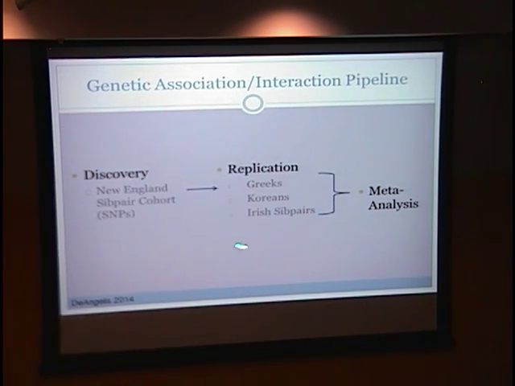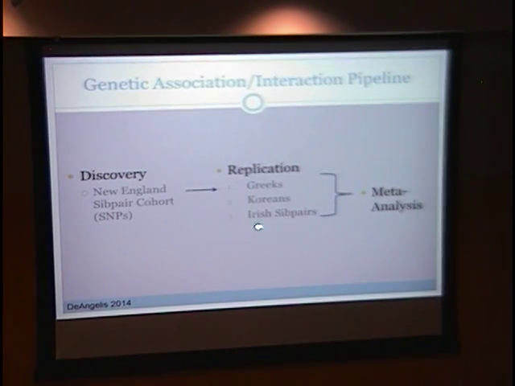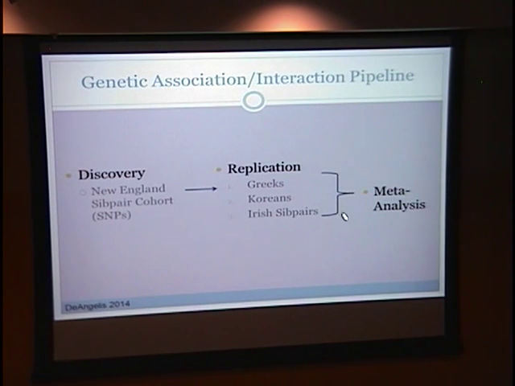And then we want to replicate it in these cohorts. And they're Caucasian cohorts, but they're also ethnically diverse. And then we want to meta-analyze these cohorts, because if it's stronger in meta-analysis, you're more confident that those SNPs are truly associated with the disease.